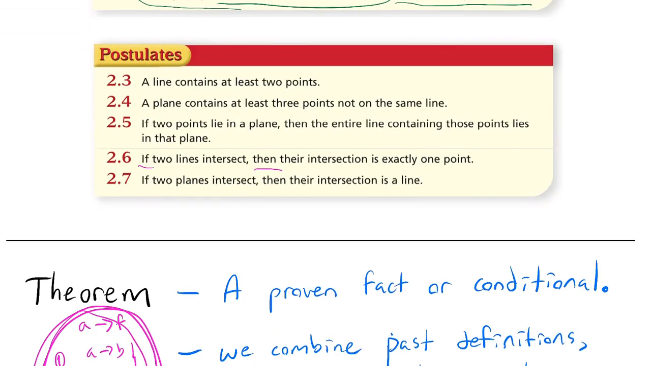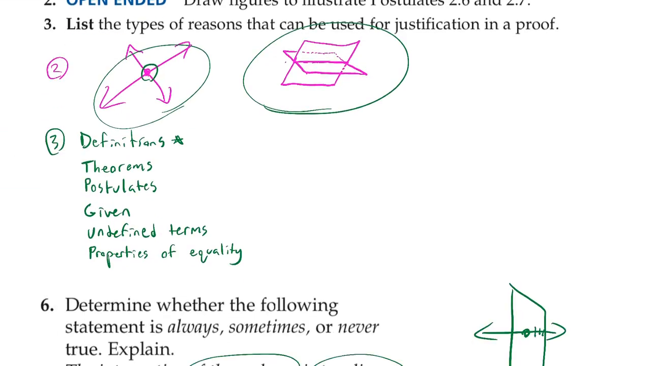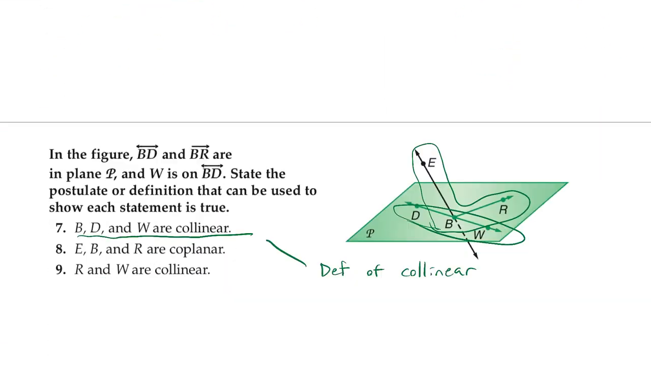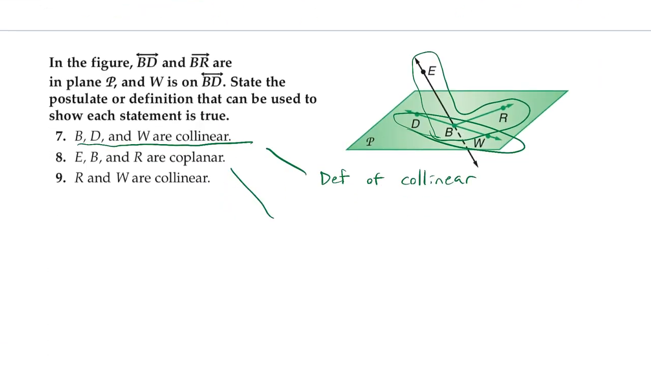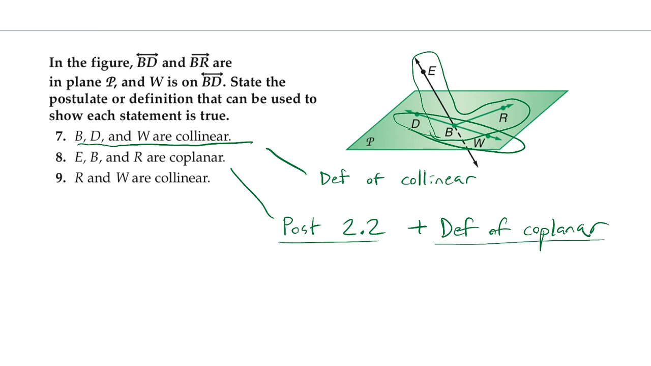So right here we would use postulate 2.2 saying there exists a plane. If we were being really clear, we would say this would be postulate 2.2, plus we also use the definition of coplanar. The postulate told us that there was a plane that went through all three, and then the definition said, since there's a plane going through all three, we now know they are the word coplanar. Okay? R and W are collinear.